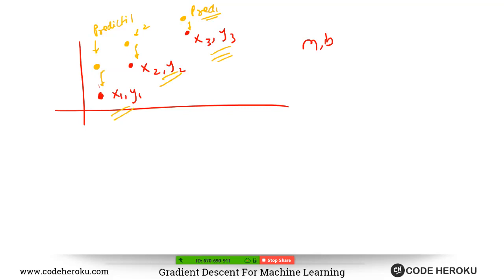We are starting off with the random values of m and b that will be the input to that function. Given that m and b, can you make predictions for each x1 comma y1 pair? Or in fact, you don't even need y1 over here, right? You don't even need y1 to make predictions. All you need is just x1, x2, x3.